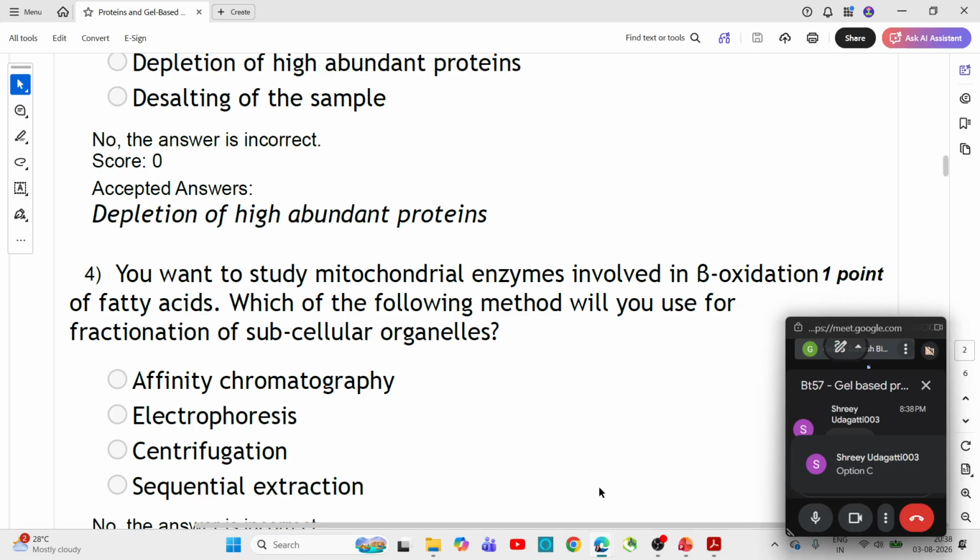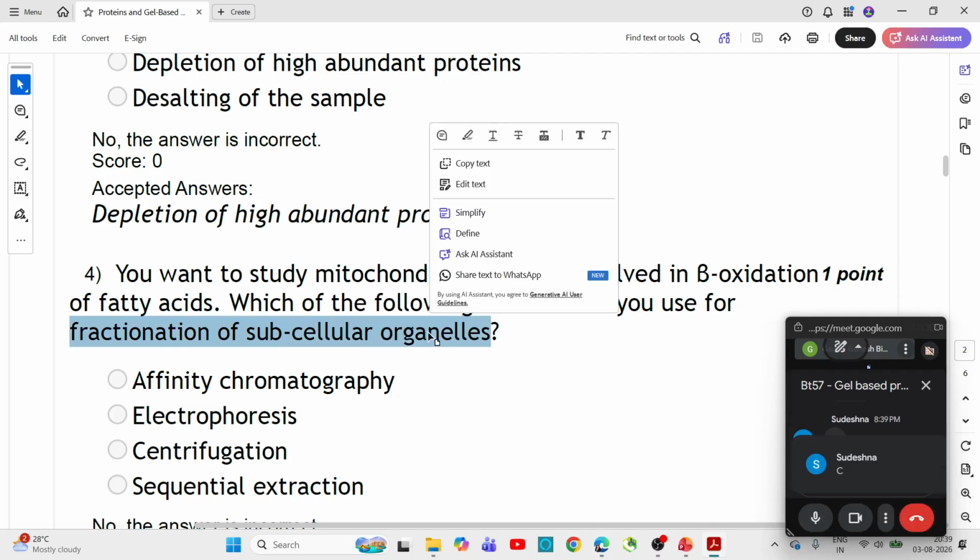You want to study mitochondrial enzymes involved in beta oxidation of fatty acids. Which of the following methods will you use for fractionation of subcellular organelles? You need to make sure that all those other subcellular organelles are removed and only mitochondria remain. So you are dealing with mitochondrial enzymes only. You need one specific method by which you can analyze just one thing, that is mitochondrial enzymes. It also gave you a greater hint that cellular organelles need to be separated. Yeah, obviously.